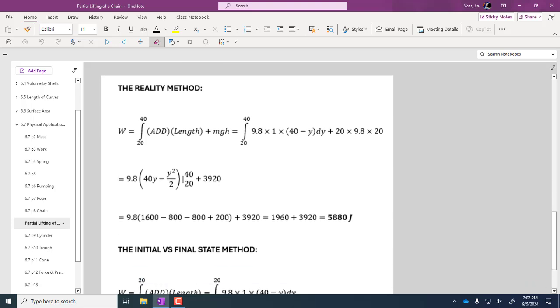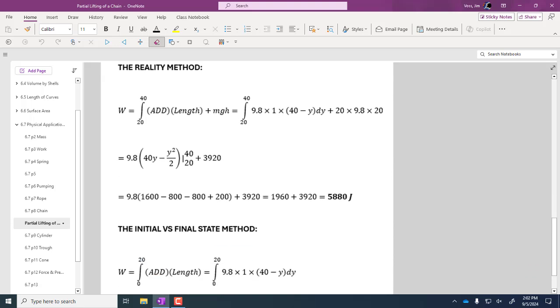So here is the reality method where we're dealing with work. You use ADD volume if you're dealing with a three-dimensional density problem, and you use ADD length if you're dealing with a one-dimensional density problem, which is what we're dealing with here. And so this is just acceleration. The density I said was a kilogram per meter.